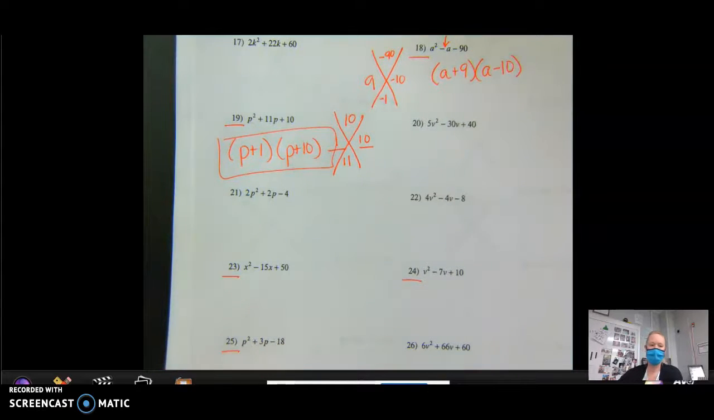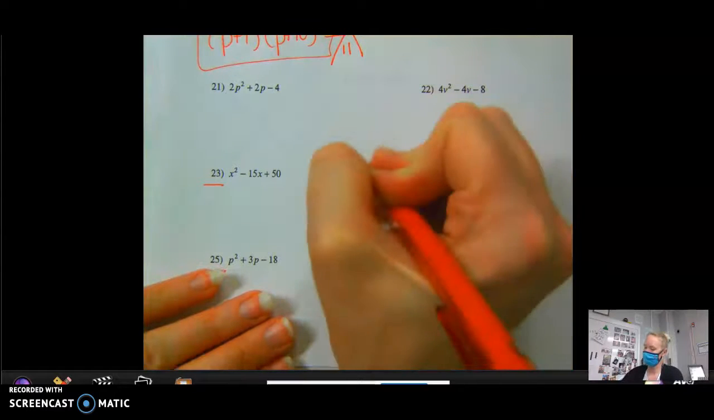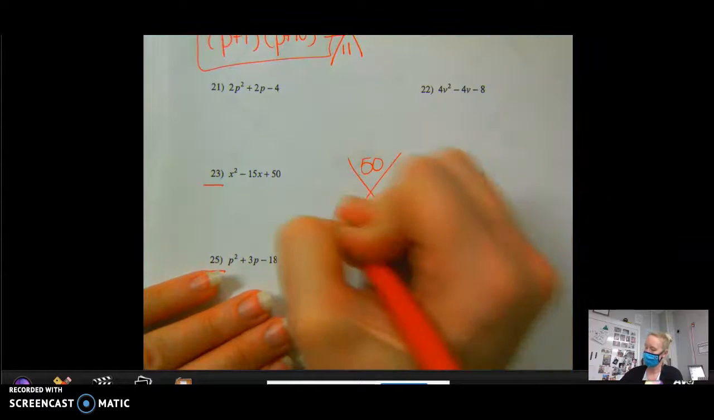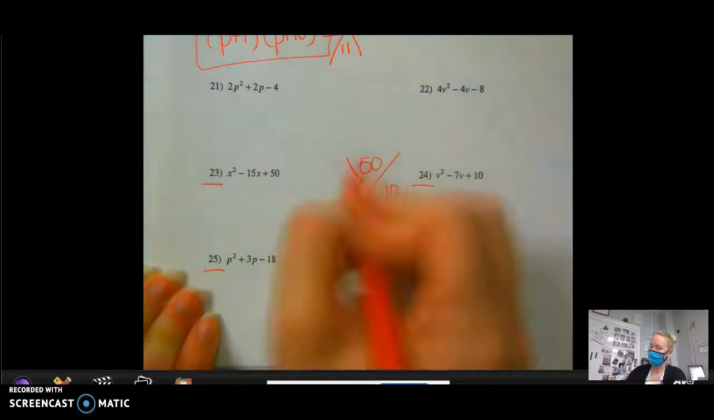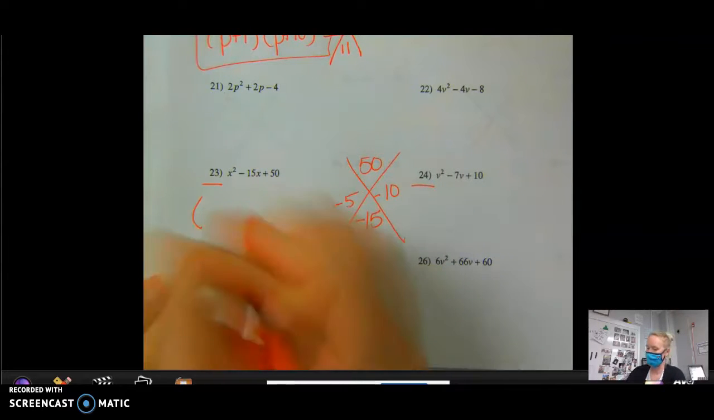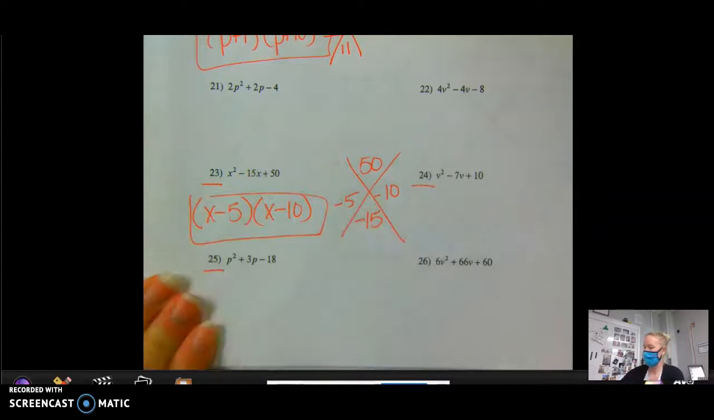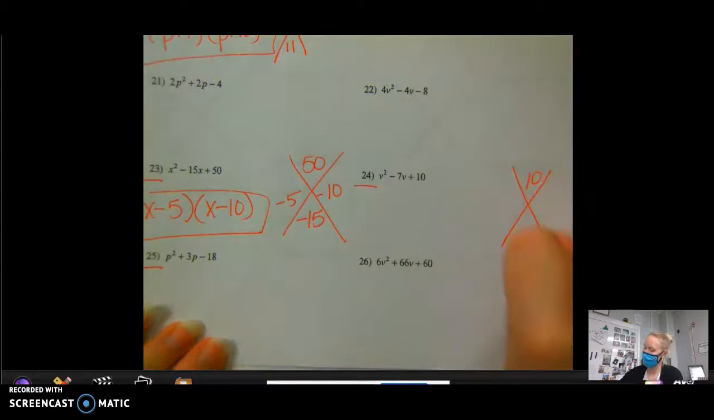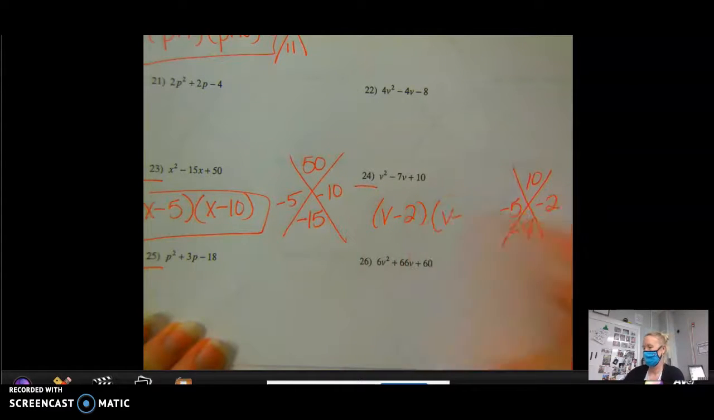Down here to 23. Crisscross. When I multiply, I want 50, but when I add, I want -15. Good. So my two numbers would be -5 and -10. Yep, because two negatives make a positive when I multiply and then go back to -15. So x minus 5, x minus 10. 24. When I multiply, I want, when I add, I want. Good. So what two numbers would that be? So v minus 2, v minus 5.